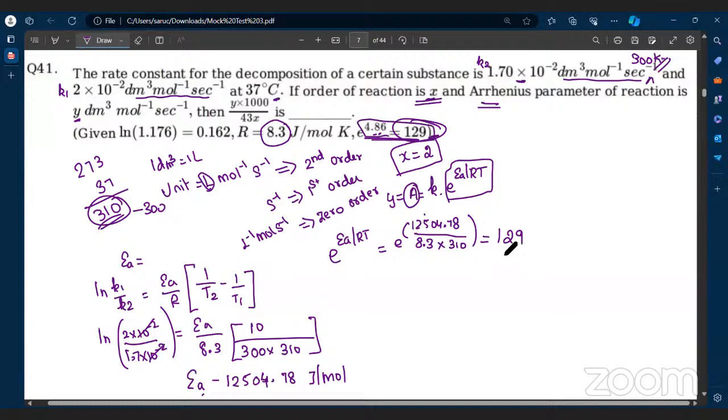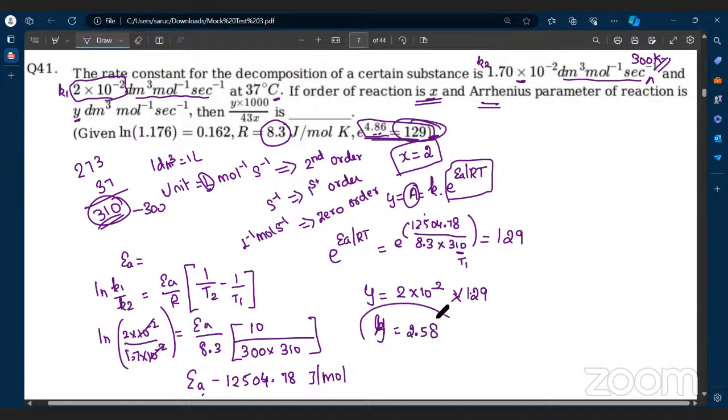So now we got e power Ea by RT. So Y is equal to K into the rate constant. Here we have taken 310, which is your temperature T1, so for K you have to take K1. K is 2 into 10 power minus 2 into 129. So the Y value will be equal to 2.58.